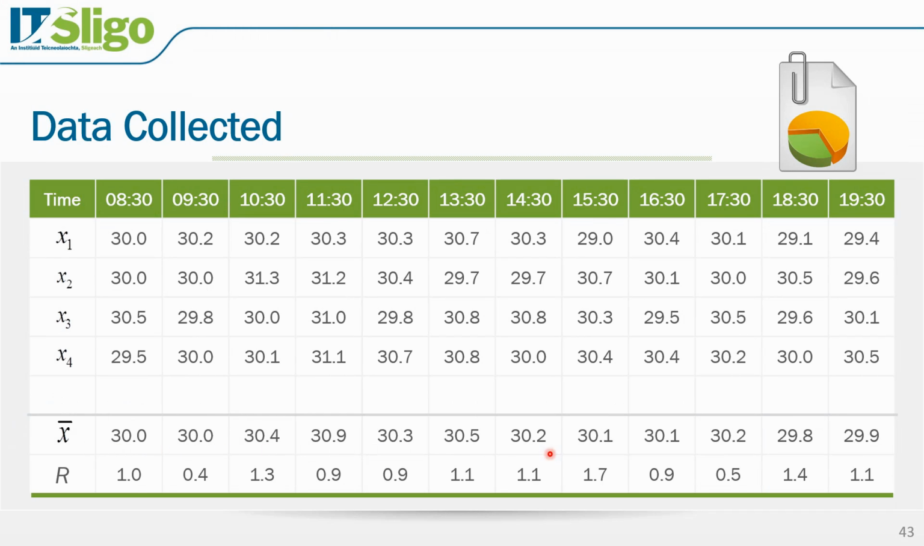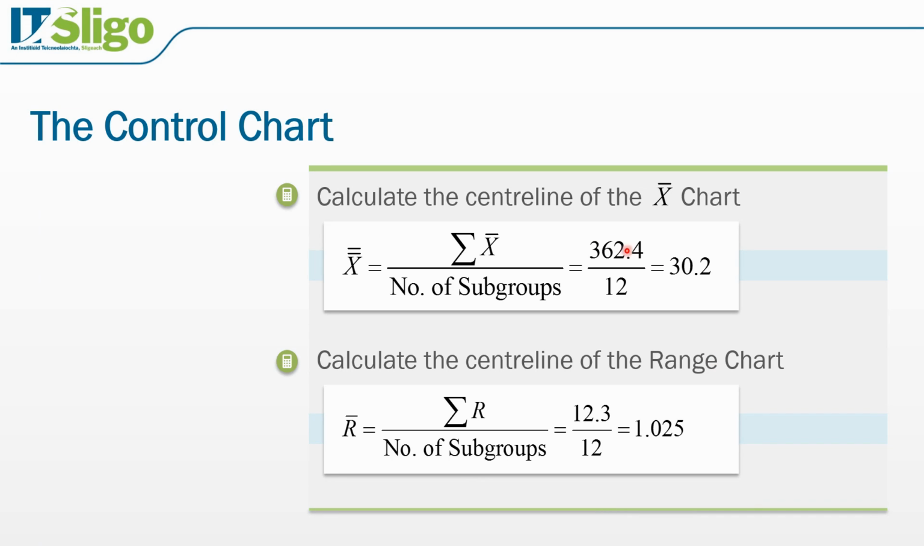We add up all these averages, in other words these X-bars, and divide by 12 because we have 12 subgroups. When we add up all the X-bars, it comes to 362.4. We then divide by the number of subgroups, which is 12, getting a value of 30.2. This becomes the center line, in other words X-bar, the average of the averages.